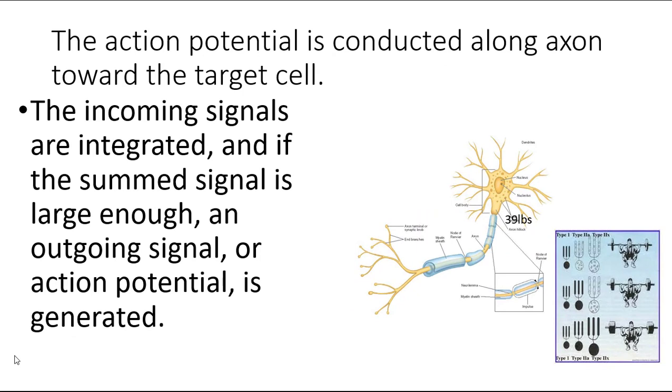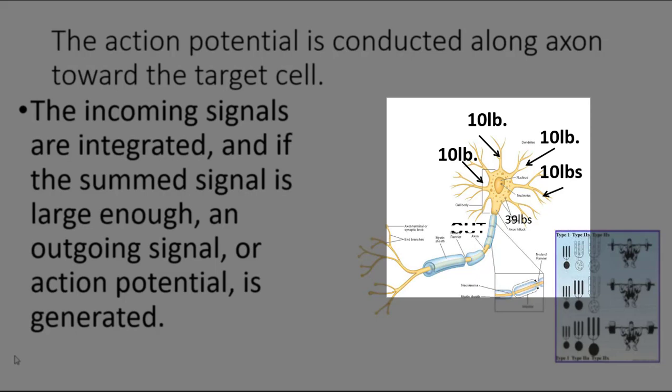If the threshold of this neuron is, say, 39 pounds, we need at least 39 pounds to activate this neuron. So 10 pounds, the sum is 20 pounds, 30 pounds, 40 pounds. So finally, we can generate an outgoing signal.